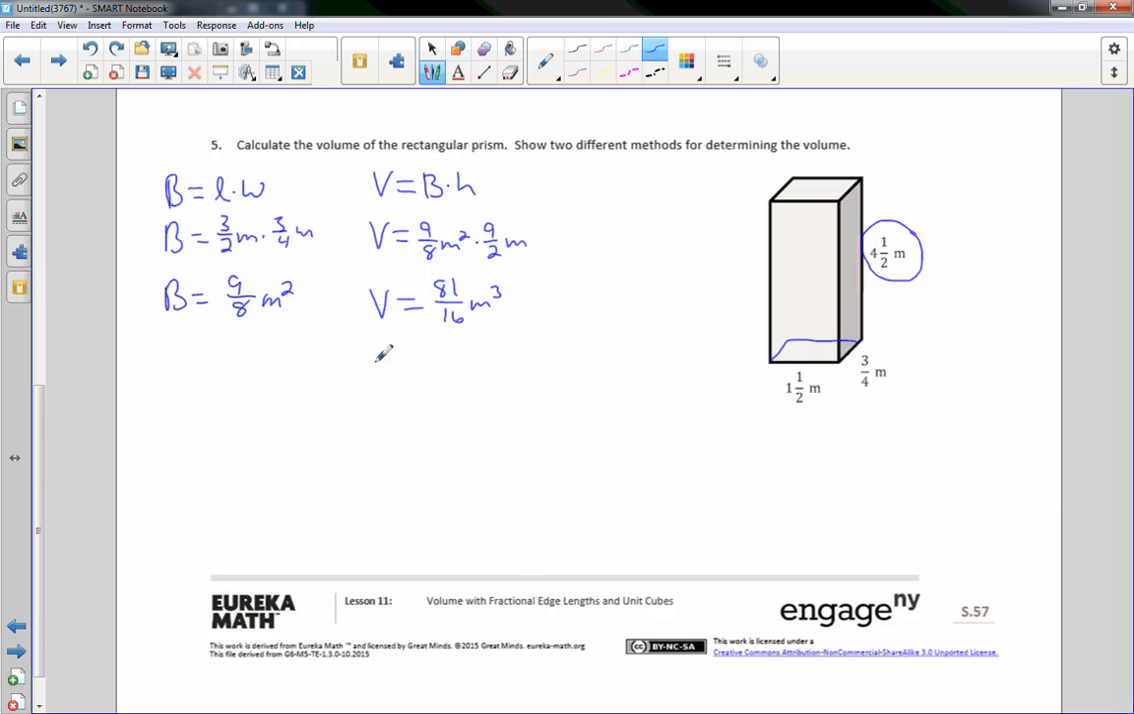Okay, so the volume is 16 and 16 is 32. Plus 16 is 48. Plus 16 is 64. Plus 16 is 80. So that's 5. 5 times 16 is 80. And there's a remainder of 1/16 meters cubed. So the volume is 5 and 1/16 meters cubed. That is the only way I'm going to show that in the video.